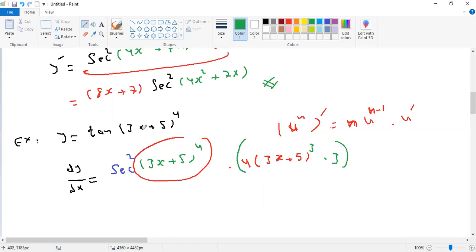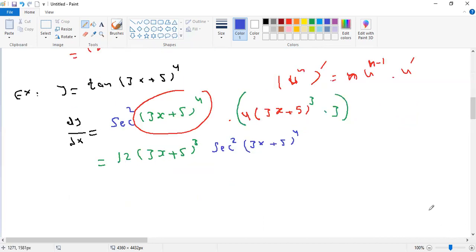Again, the derivative of tan u is secant squared u, but then times the derivative of u. What is the u? We have 3x plus 5 to the power 4. So the derivative is 4, then u to the power n minus 1, which is 3x plus 5 to the power 3, times the derivative of 3x plus 5, which is 3. So we write it this way: 3 times 4 is 12, multiplication, and this will be before secant squared. 12 times 3x plus 5 to the power 3 times secant squared of 3x plus 5 to the power 4.